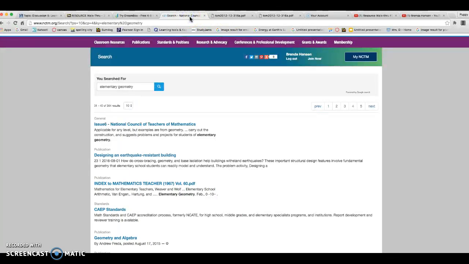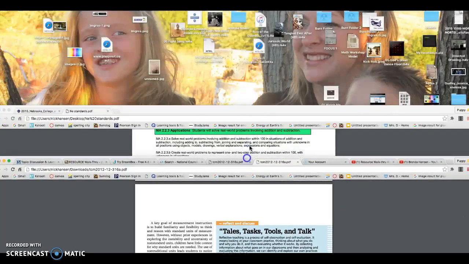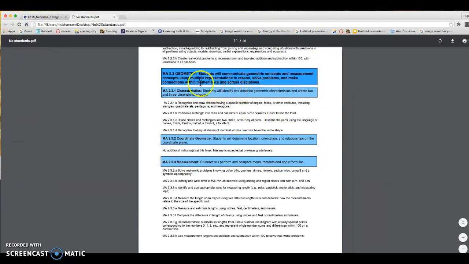We're going to go to the standards. So with geometry, math 2.3, they communicate geometric concepts and measurement concepts using multiple representations to reason, solve problems, and make connections with mathematics and across disciplines. So MA 2.3.2, coordinate geometry, MA 2.3.3, measurement. And so students will perform and compare measurement and apply formulas. Almost all of these are going to be relative to our lesson.